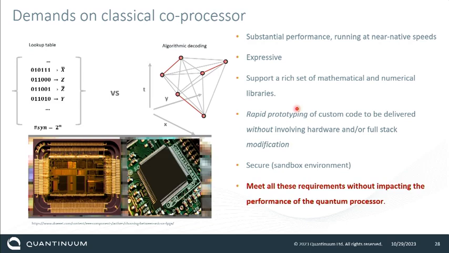If you want to do it on a commercial system, then you need to be able to deliver custom code without involving full stack modification. If I bugged an experimentalist to do something for me every time I wanted to test out the code, I would make them angrier than I already do. It should be secure. You don't want people hacking your quantum computer. And finally, you need to meet all these requirements without impacting the performance of the quantum processor.